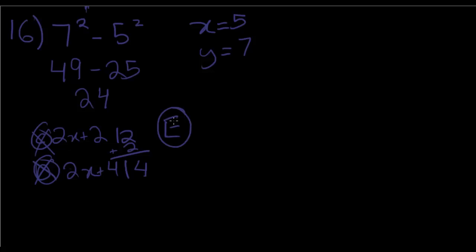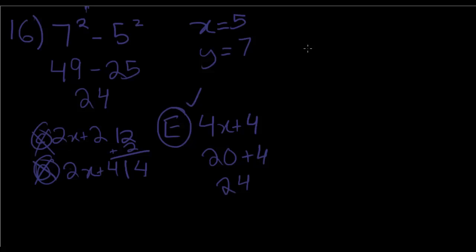Let's check choice E, which is 4x plus 4. So 5 times 4 is equal to 20, plus 4, which is equal to 24. So that is the correct answer.